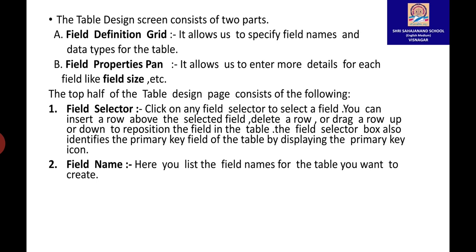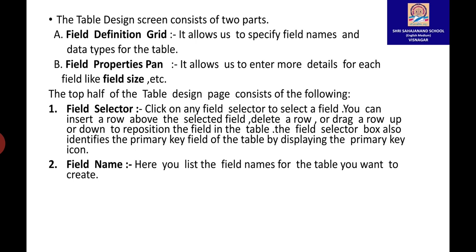When you click on design view, you can see a two-part table design screen. The first one is the field definition grid and the second one is the field properties pane. The field definition grid allows us to specify the field name and data types for the table. And the field properties pane allows us to enter more details for each field, like field size, etc.